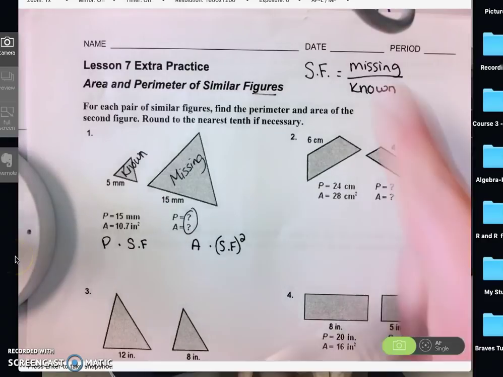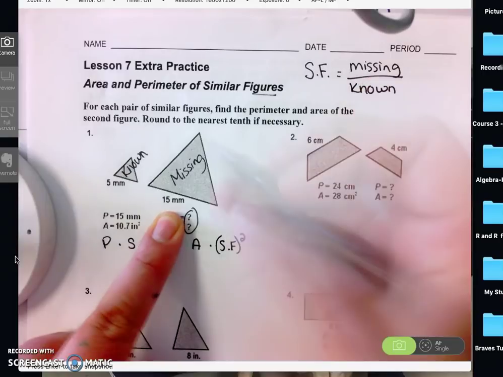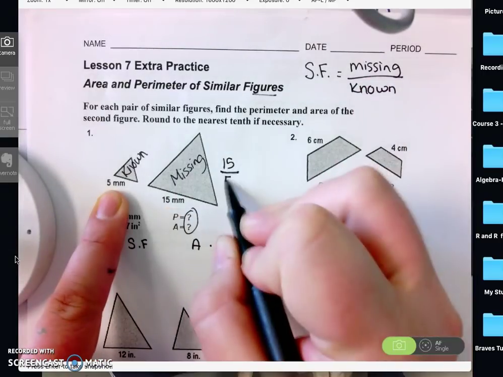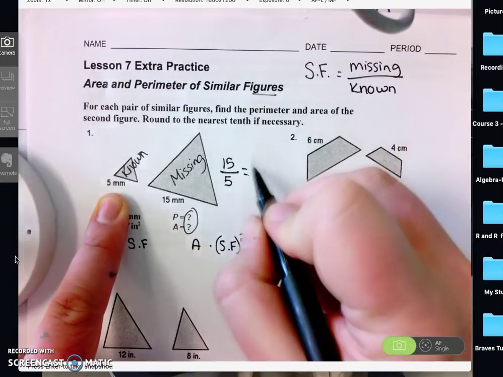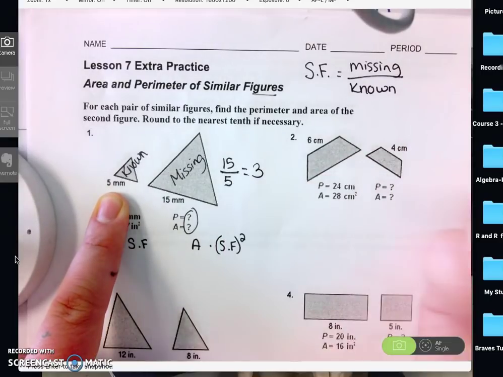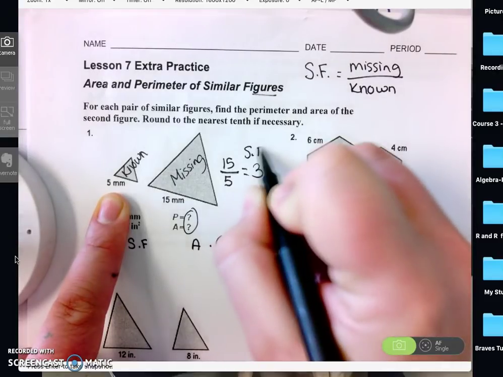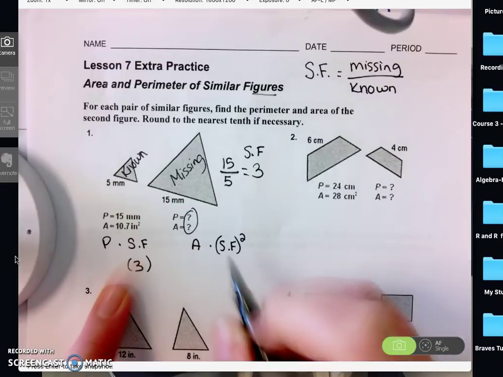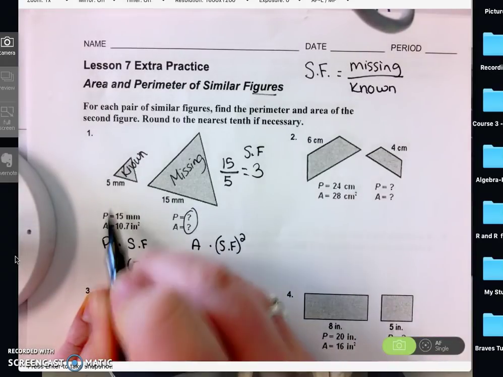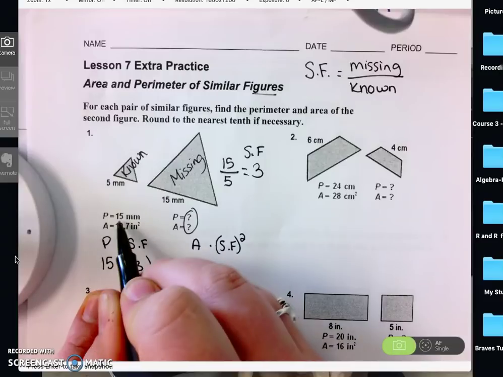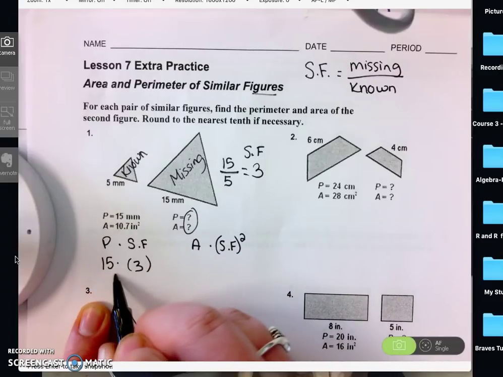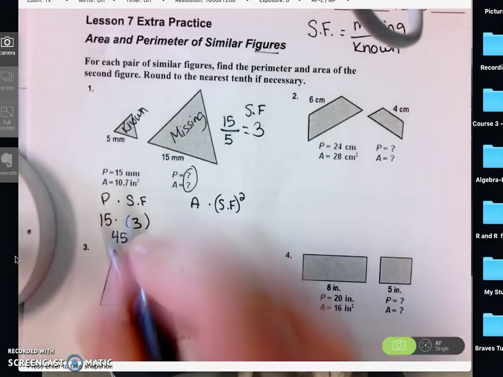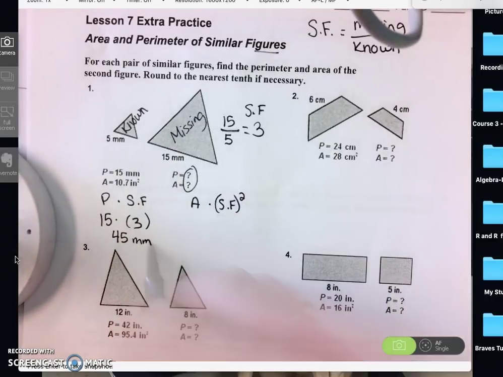Our missing side length from our missing shape, 15 over 5, which reduces down, 15 divided by 5 is 3. So our scale factor is 3. And then we're going to multiply our perimeter, so 15, of our known one by our scale factor. So then 15 times 3 is 45, making sure to label millimeters.